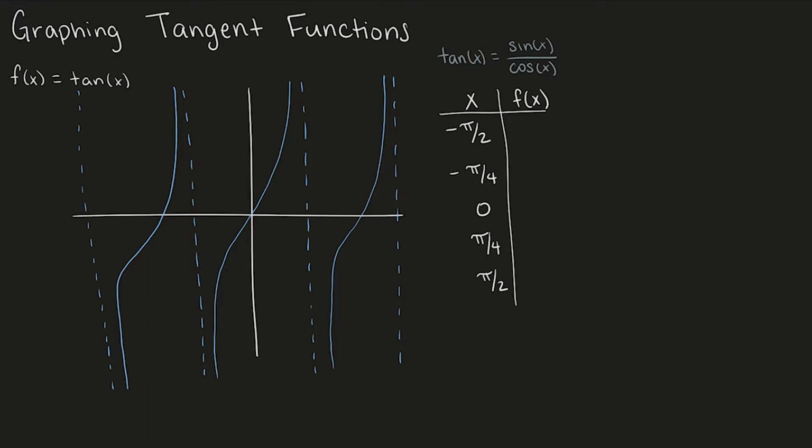So let's start with negative pi over 2. The tangent of negative pi over 2 is sine negative pi over 2 over cosine negative pi over 2, which is negative 1 over 0, and that's undefined. Because that's undefined at negative pi over 2, we have a vertical asymptote. Anywhere our tangent function is undefined, we have a vertical asymptote.